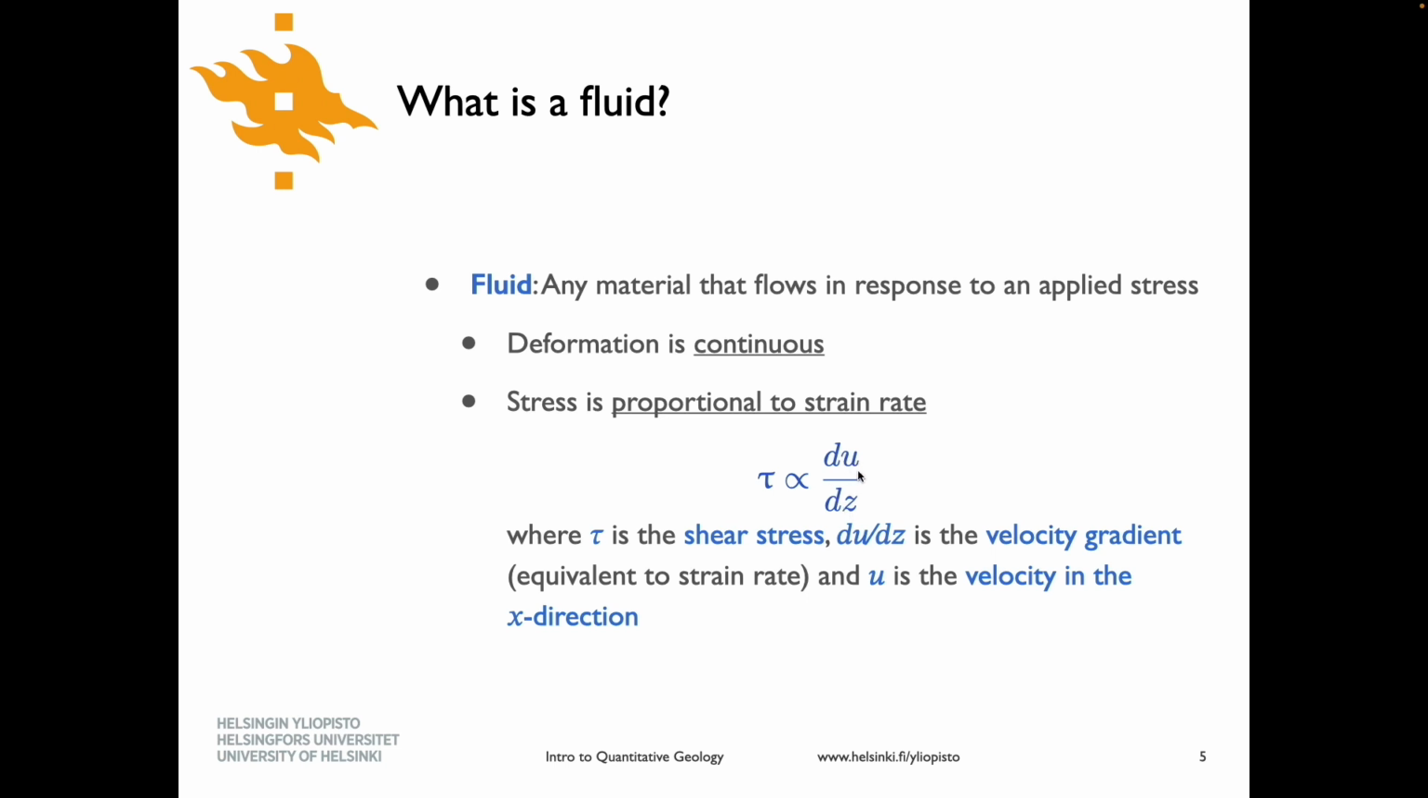So this du dz, u would be some kind of velocity term, dz would be some distance, and so this is a velocity gradient. And then there's the proportionality between the stress and the velocity gradient. That's essentially the definition of what we could call a fluid.